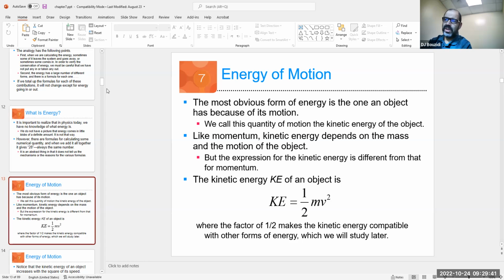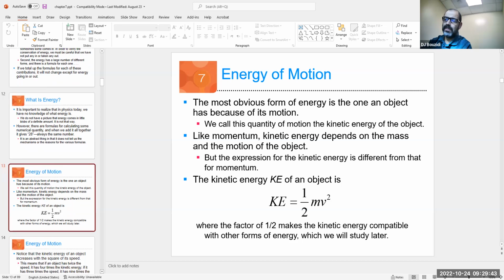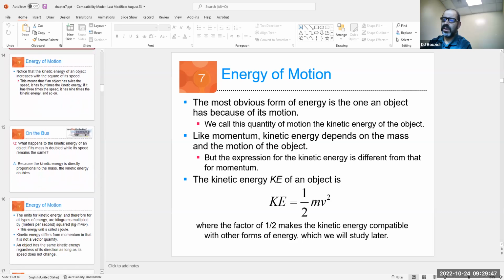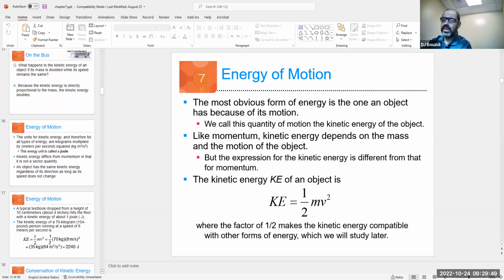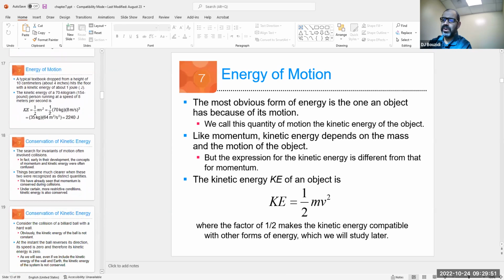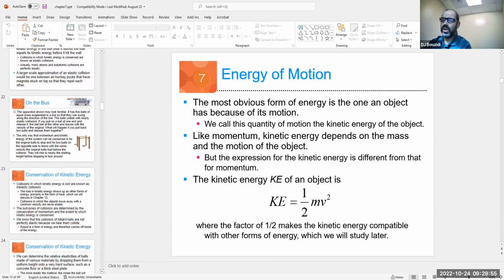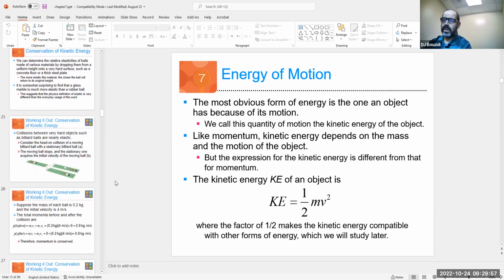So what matters for the gravitational potential energy, and any potential energy in general, is not the value at that specific point. What matters is how different it is from the initial and the final. That's basically, in a nutshell, what that is.